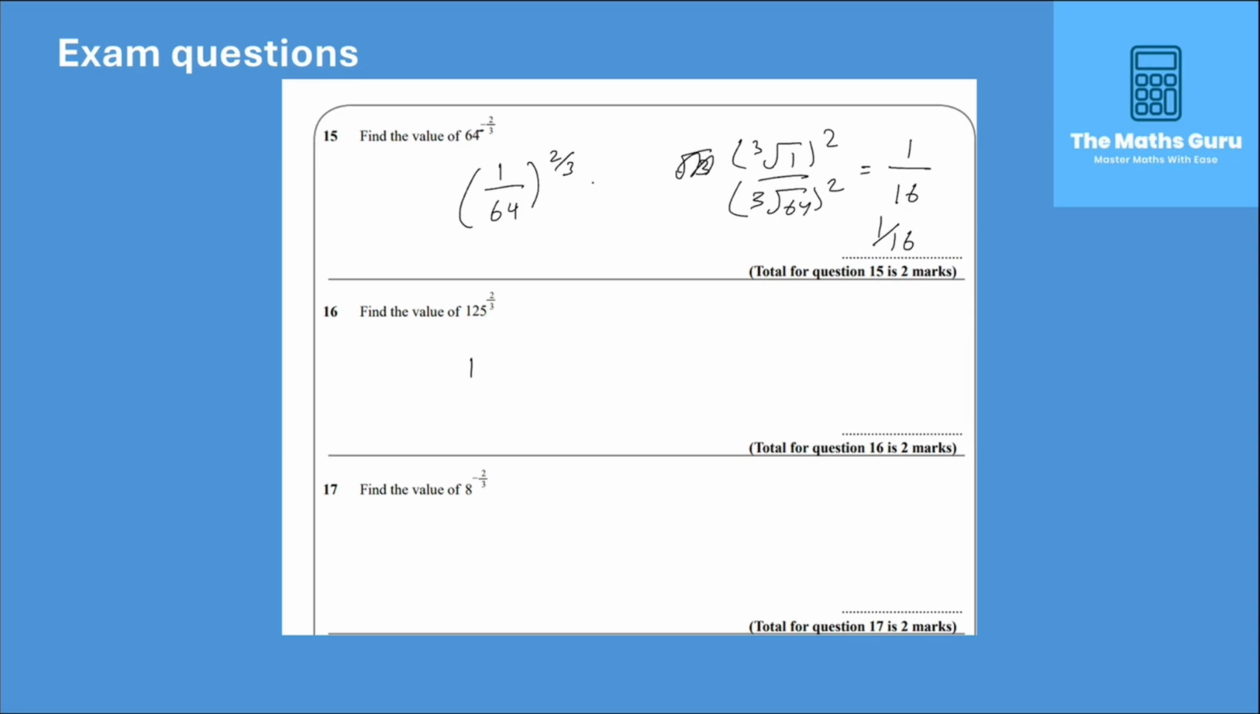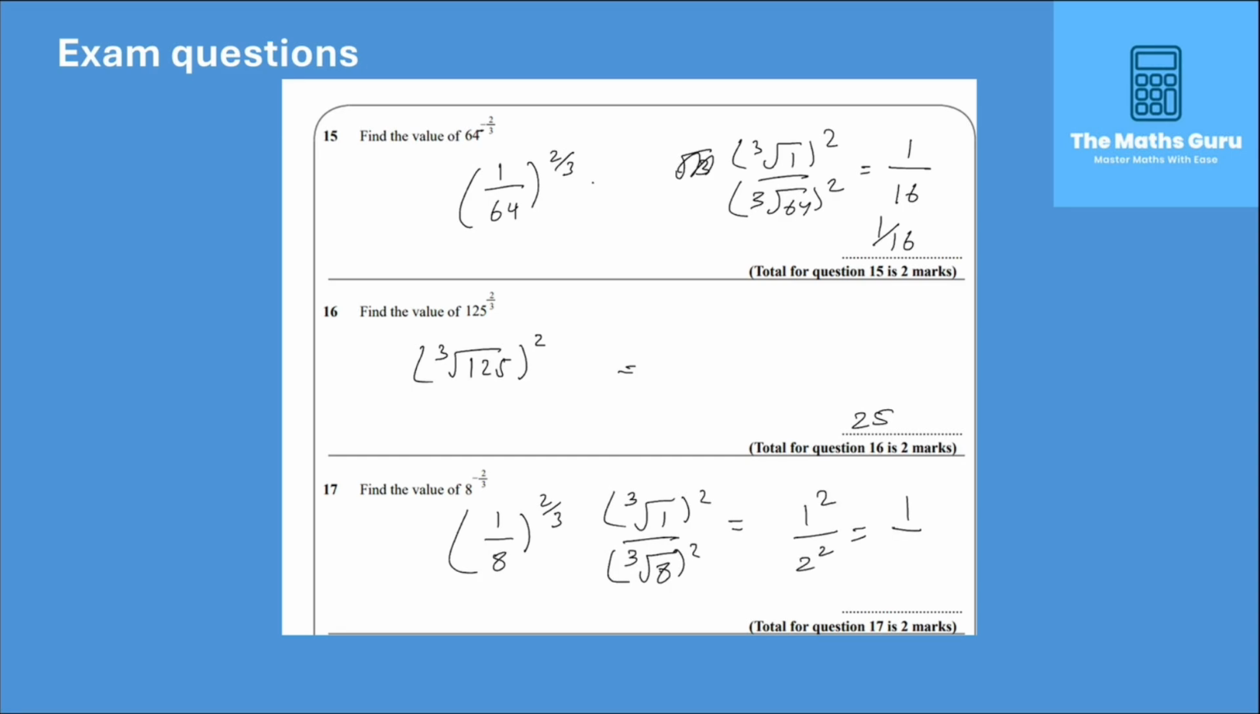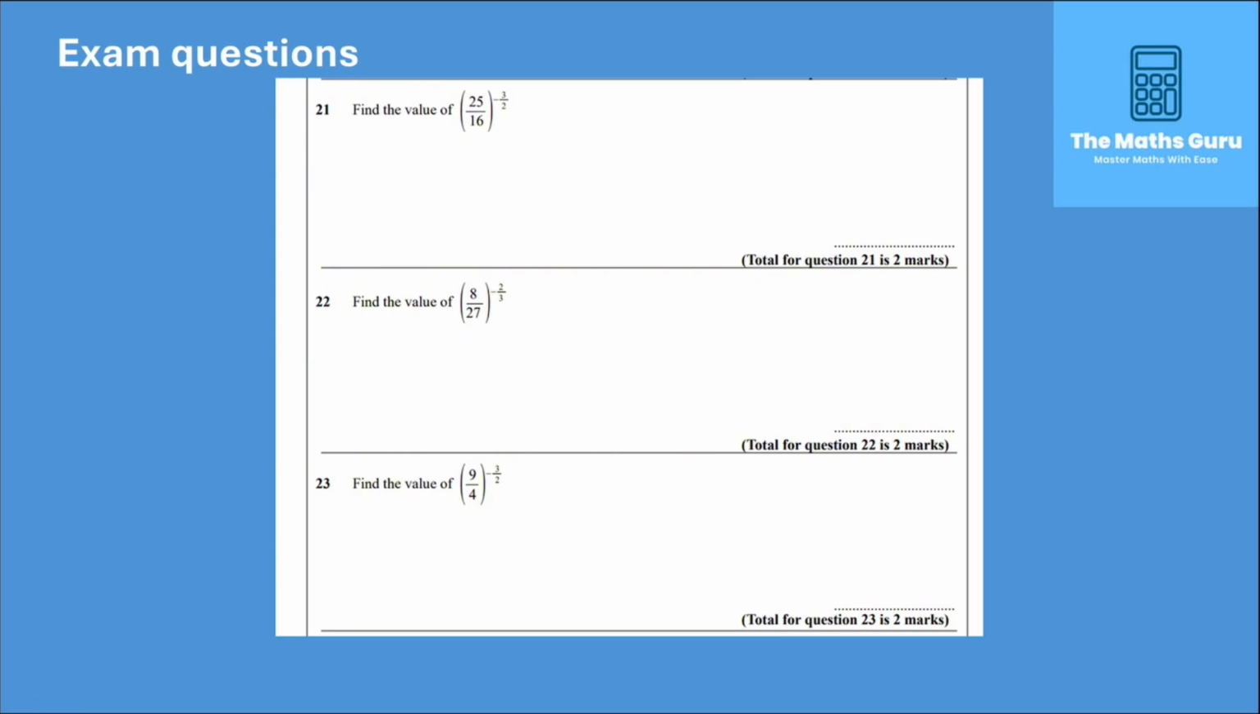Looking at 125 to the power of 2/3, we have to cube root it because that's our denominator and then square it. This is going to give us 25. Looking at 8 to the negative 2/3, we first have to put 1 over 8, still to the power of 2/3. We take the cube root of denominator and numerator and square top and bottom as such. This is going to be 1 squared over 2 squared, which is going to be 1 over 4, and that is our final answer.